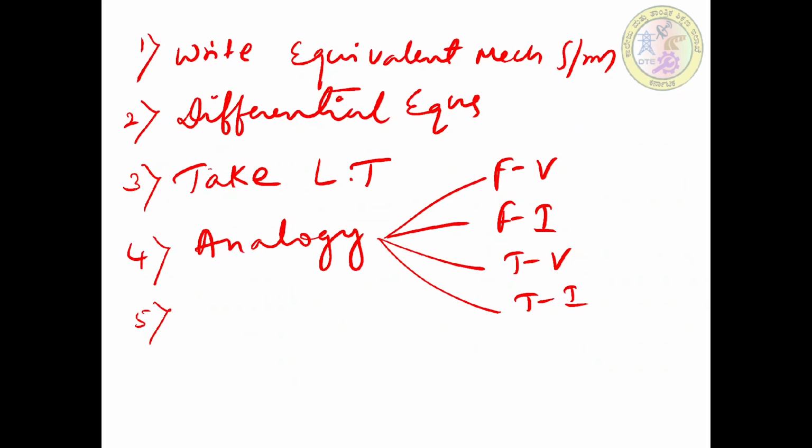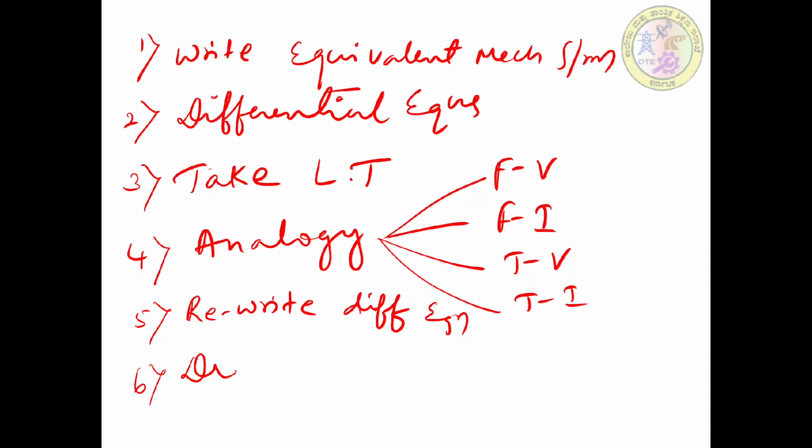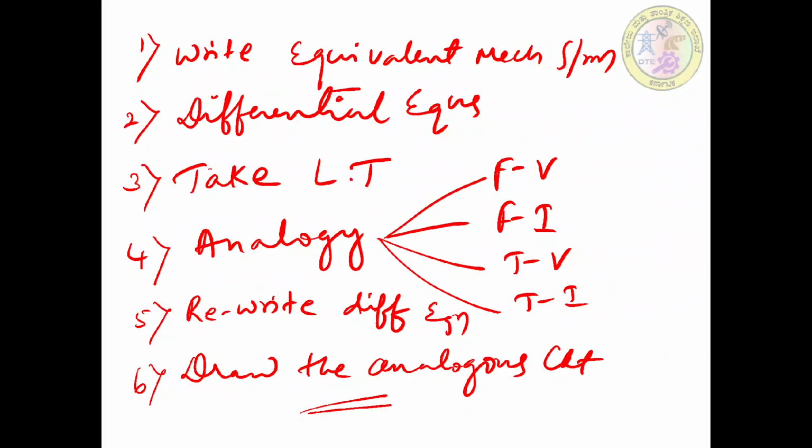Then rewrite the differential equations so that we get either KVL or KCL equations. Using those equations, draw the analogous circuit. These are the important steps in order to arrive at the analogous circuits.